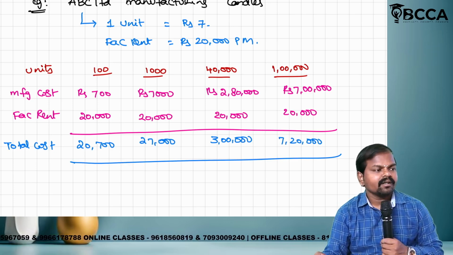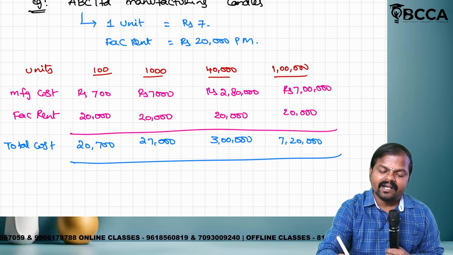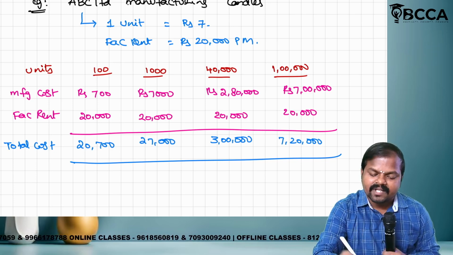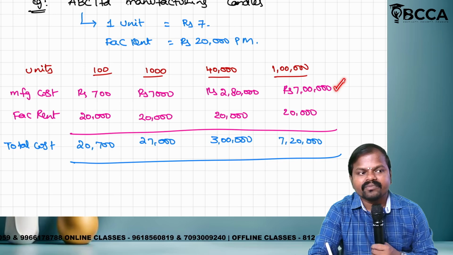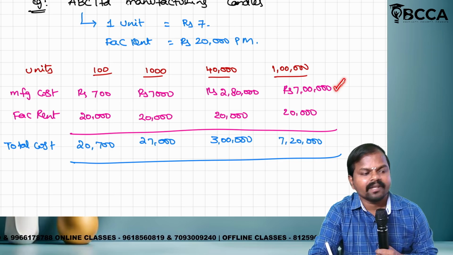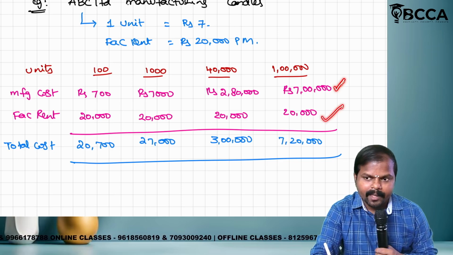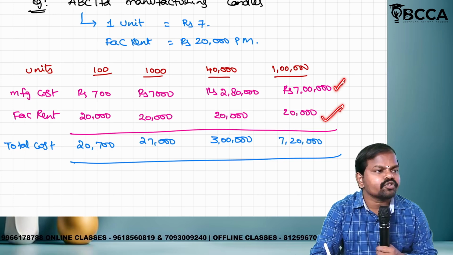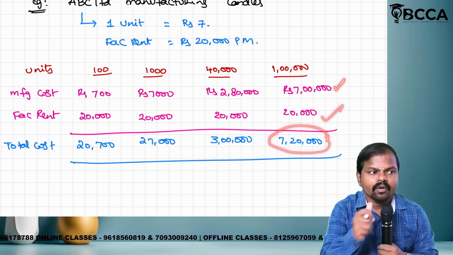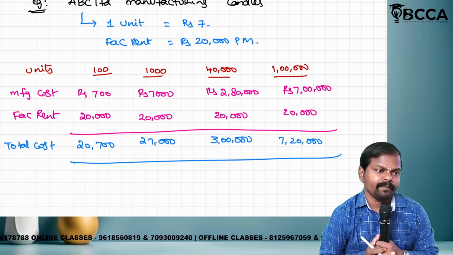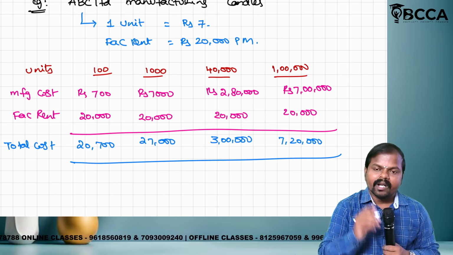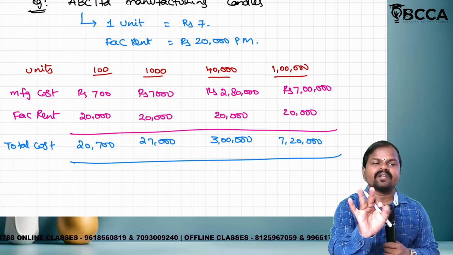Clear? Now we will identify the nature of the cost. Listen carefully. They are asking, this 7 lakh, is it variable or fixed or semi-variable? This 20,000, is it variable or fixed or semi-variable? They are asking in the question paper. Who asked? In the examination paper. Clear? Now tell me, for the purpose of knowing fixed cost, what is condition number 1?